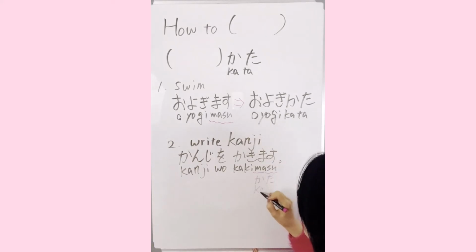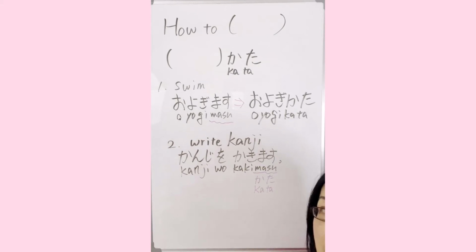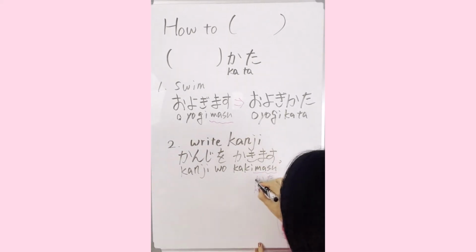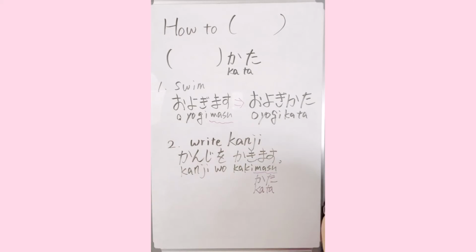Kata. Can you see this one? It's a bit pale, so let's write it down. Okay. Kata. Can you see it? Yeah, I hope so. So, 漢字書き方. Yes, so this part 書き方 means how to write.